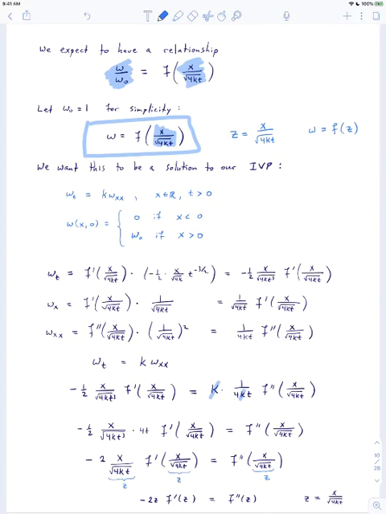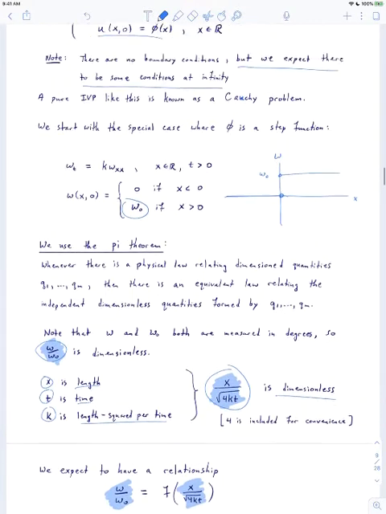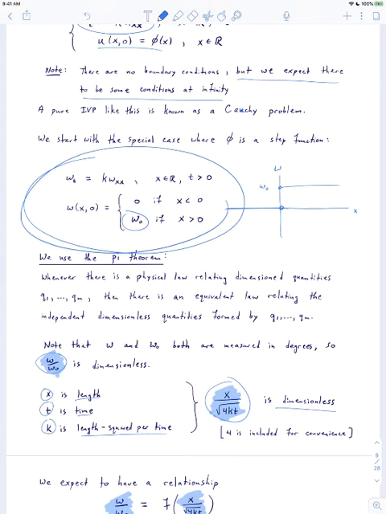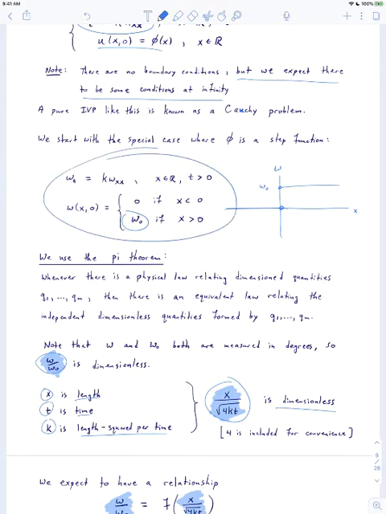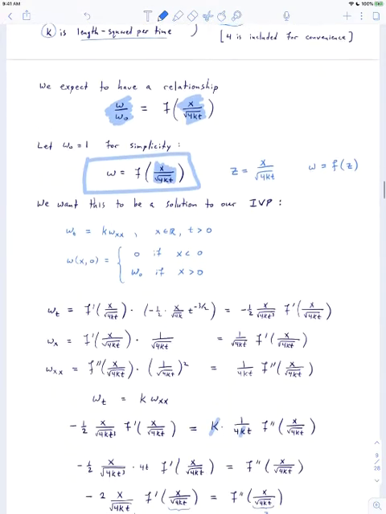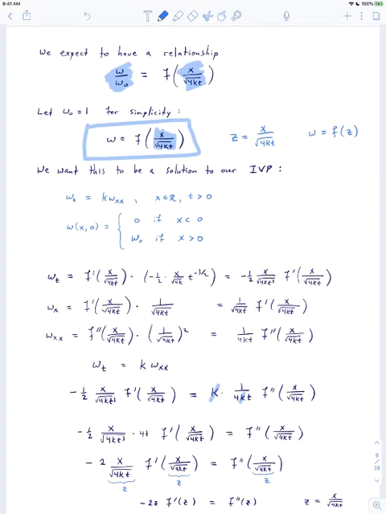We want this w to be a solution to our initial value problem, not the one we started with, but this reformulation that you see here. We want this w to be a solution to this initial value problem. So that means we want w sub t to be equal to k times w sub xx, and we want it to satisfy the initial condition. So w at x comma 0 is equal to 0 for x negative, and w0 if x is greater than 0. Of course, we picked w0 to be equal to 1, so this is a 1 right there.